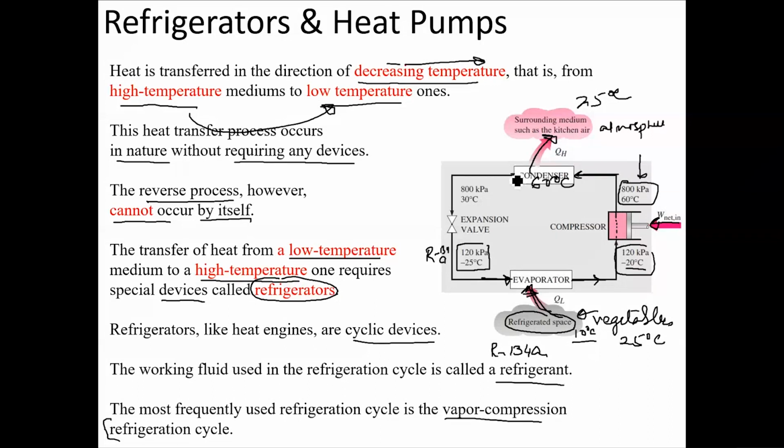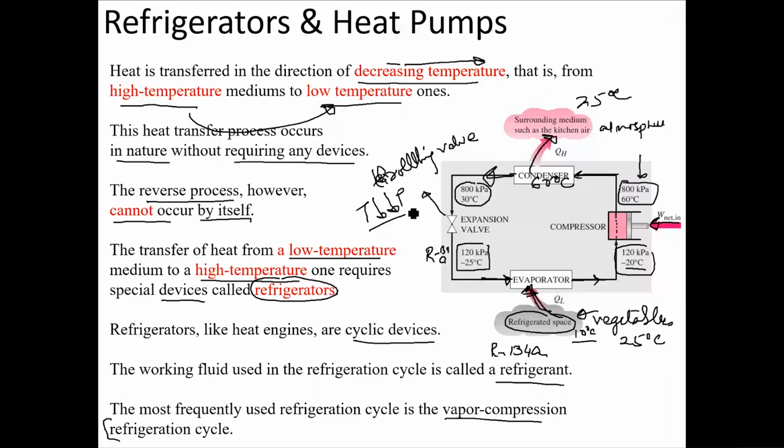Then, as it exits the condenser, the temperature of the refrigerant has decreased to 30 degrees centigrade. But in order to enter into the evaporator, it still has to come down to minus 25 degrees centigrade so that it could extract the heat out of the refrigerated space. In order to do that, the refrigerant is passed through the expansion valve or throttling valve, which results in a decrease in pressure and a substantial decrease in temperature.